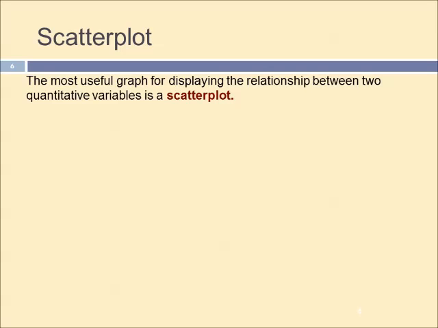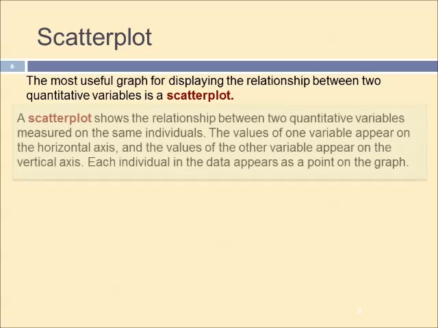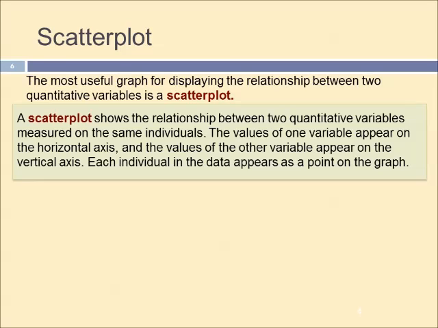The most useful graph for displaying the relationship between two quantitative variables is called a scatter plot. A scatter plot shows the relationship between the variables measured on the same individuals. The values of one variable appear on the horizontal axis, and the values of the other variable appear on the vertical axis. Each individual in the data appears as a point on the graph.